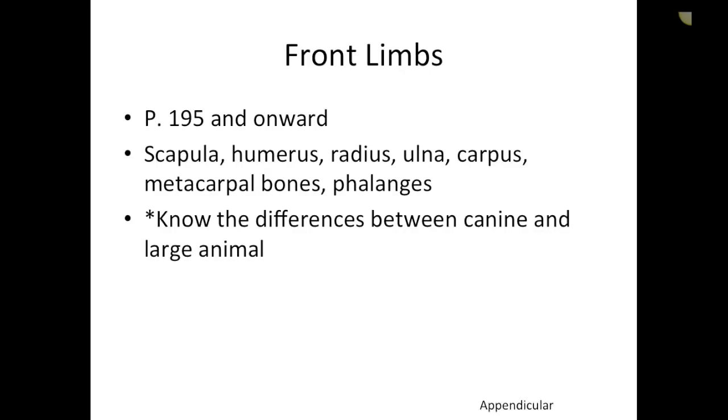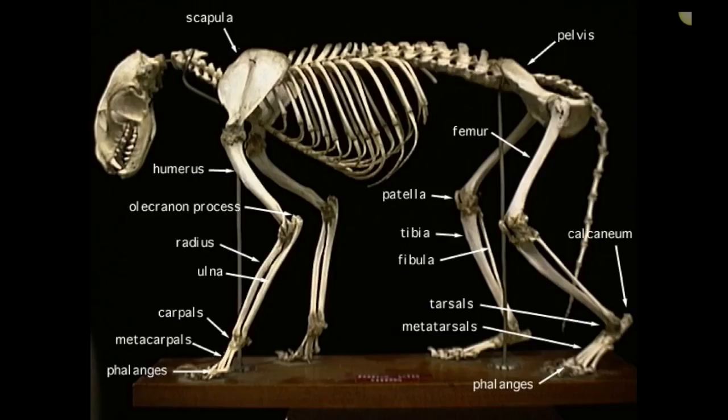Appendicular skeleton, what does that mean? We're talking about the appendages. So we've got the front limbs that include the scapula, or scapulae if it's plural, humerus, radius, ulna, carpus, metacarpal bones, and phalanges. And know the difference between canine and large animal because they vary significantly.